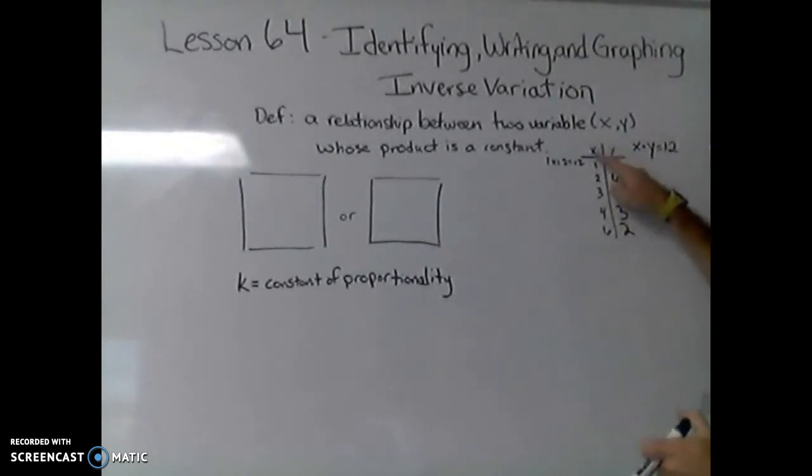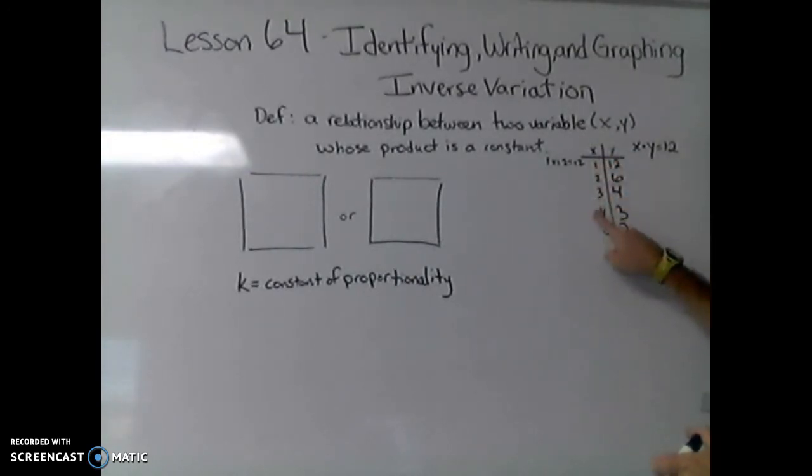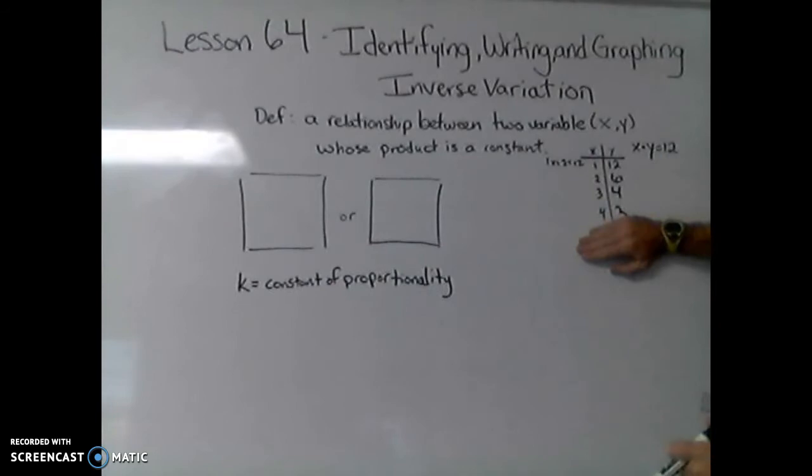As the numbers in the x list increase, 1, 2, 3, 4, 6, the numbers in the y list decrease: 12, 6, 4, 3, 2. Now, as these go up by 1, these do not go down by 1. They go down by 6, 2, and 1. So it's very different than a direct relationship where one's going up and the other one's going up in the same exact kind of way. One's going up and one's going down, but at different rates.